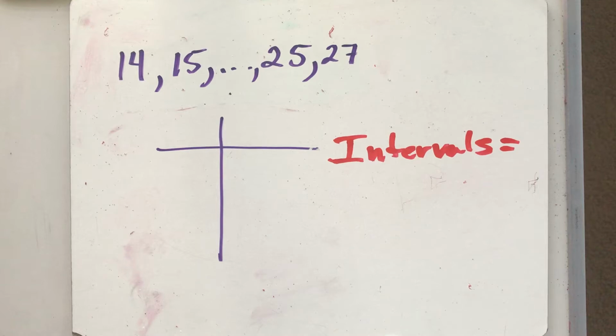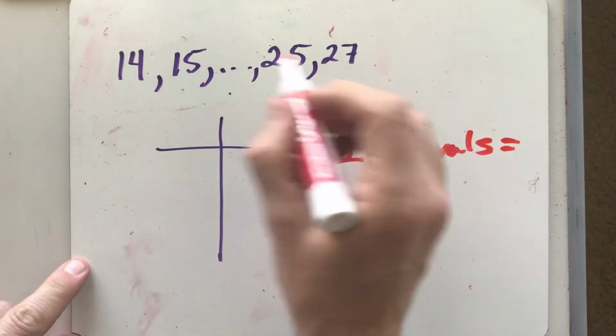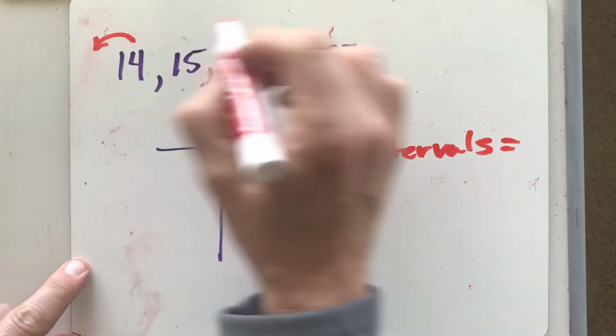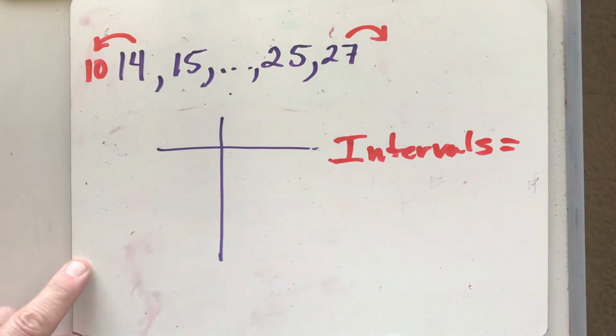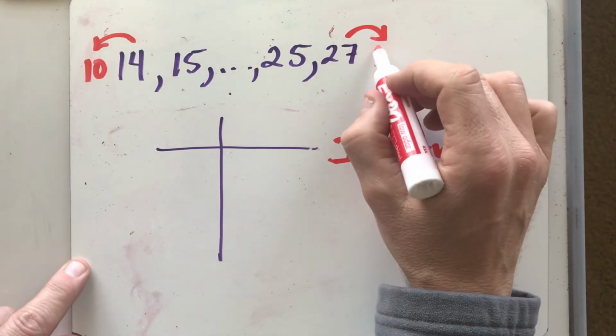Okay, I get this question a lot. How do I make the intervals for frequency tables or histograms? In this case here, since my numbers are not multiples of 5, I want to round them down to the nearest 5 and up to the nearest 5. If I round this down to the nearest 5, this needs to be a 10. And I round this one up to the nearest multiple of 5, that would be a 30.